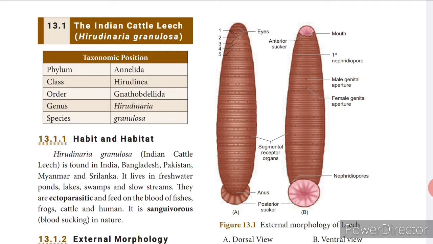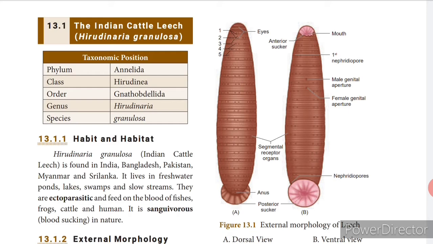Next are the suckers. There are 2 suckers in the leech. One is the anterior sucker, the other one is the posterior sucker. The anterior sucker is located in the first 5 segments and the posterior sucker is located in the last 5 segments. And these suckers are helpful in locomotion and also in feeding.